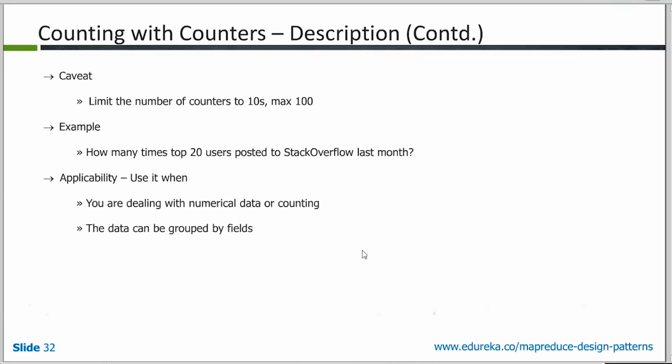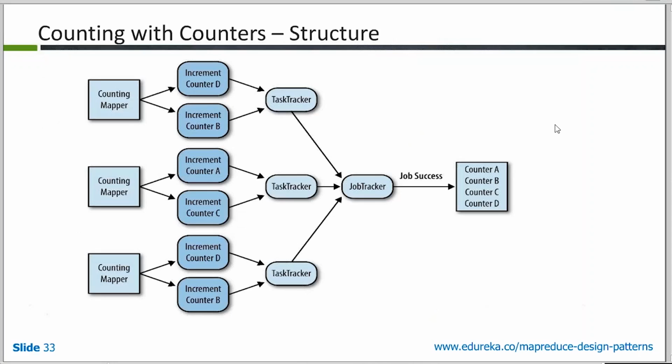One of the users could be how many times the top 20 users posted to Stack Overflow last month. So you could use counters for this purpose. There are 20 different users for whom you want to figure out how many posts there were. So you will end up creating 20 different counters, and in your program, on the mapper side, whenever you find that user, you increment that counter, and the rest of the things will be taken care of by the framework.